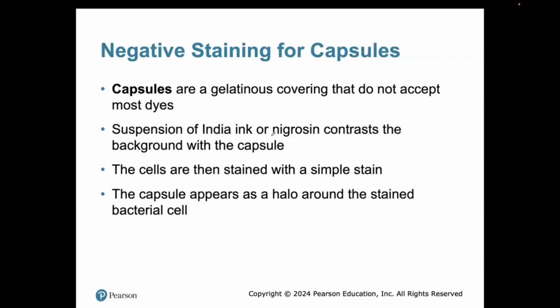Capsules are basically gelatinous coverings outside, or external to, the cell wall. Remember, we were talking about the cell, you've got the cell wall structure, and the capsule is going to be outside of that. That's the capsule right here. The capsule is not going to accept most dyes, and that's why instead you have to do negative staining.